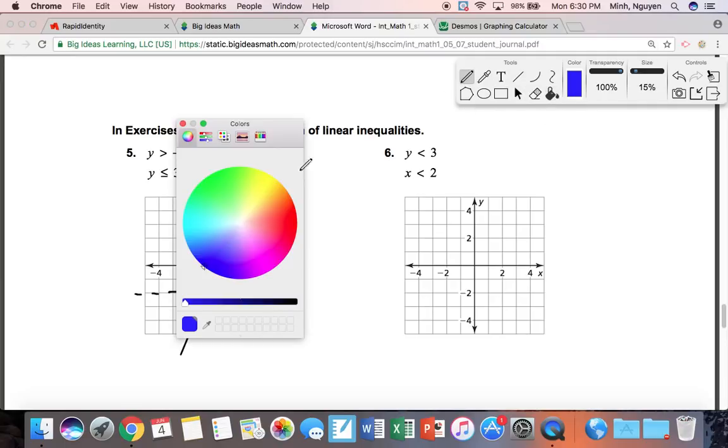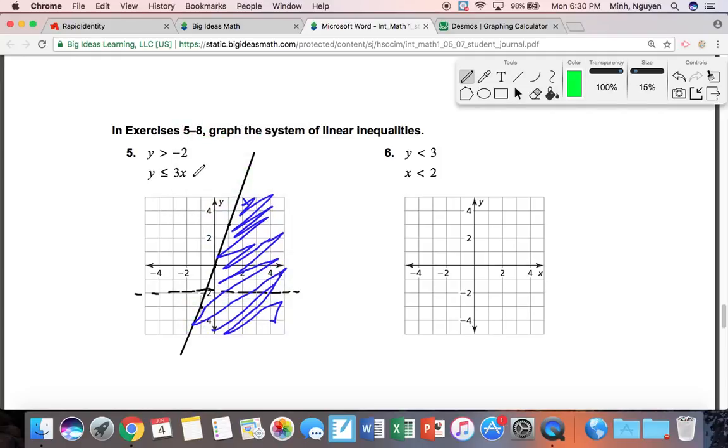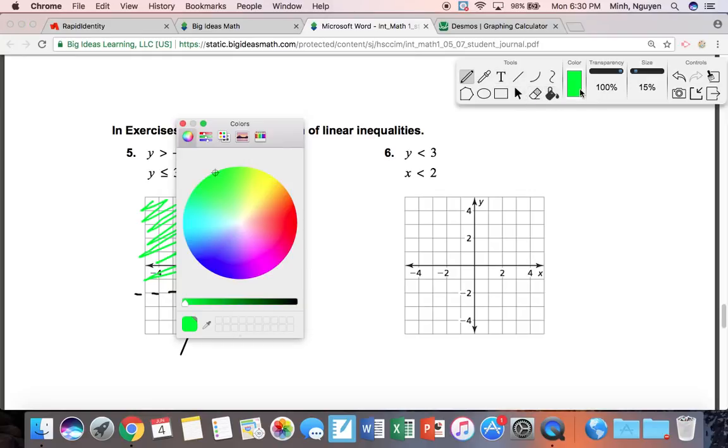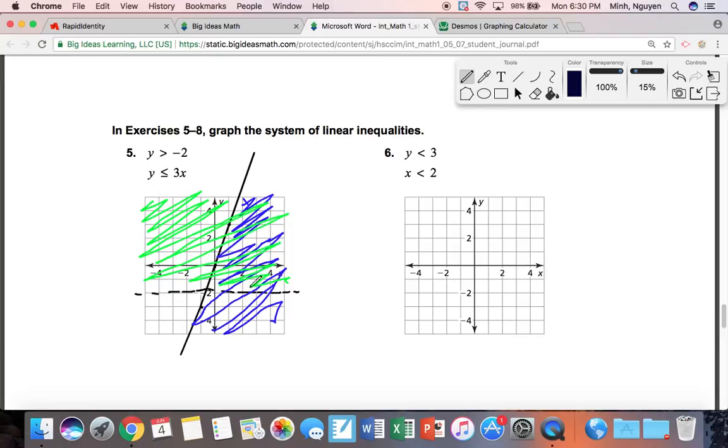And then I will go to green for the other one. y is greater than -2, so we're going to shade this way. And it should be kind of clear where the overlap is. So again, you don't have to use 3 different colors for this or anything, but it certainly helps if you do a light shading here, a light shading there, and then when it comes to the overlap, you just color that in really dark.